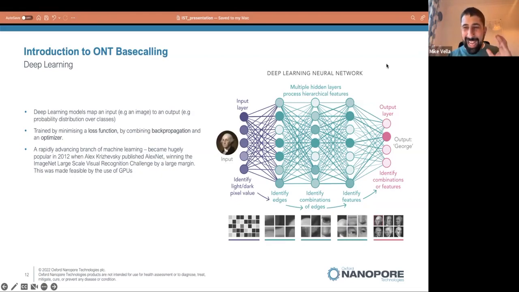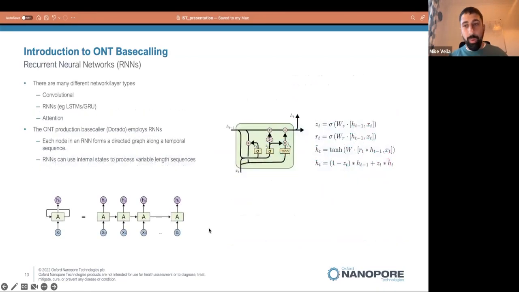That was a very hand-wavy explanation of how deep learning and how neural networks work. If later on after the presentation anyone wants a more detailed, mathematically rigorous explanation, I'd be happy to give that as well. So what kind of neural networks do we use at Oxford Nanopore?